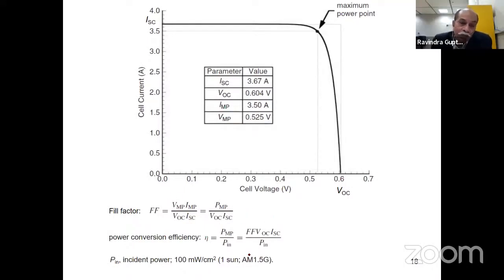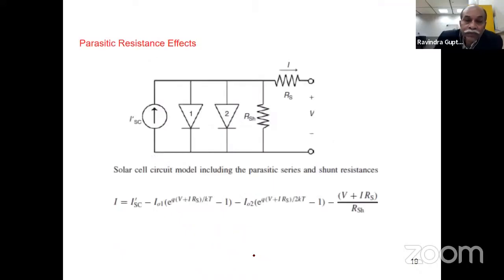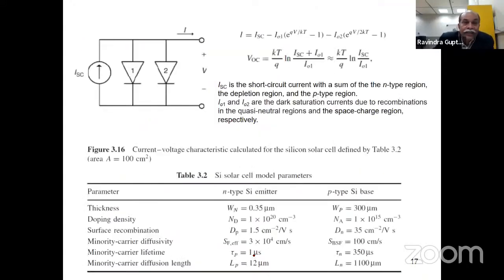And in general, we measure the efficiency at 1000 watt per meter square or 100 milliwatt per centimeter square. It is known as 1 sun or AM 1.5G. This is the standard condition as I defined earlier. But that is the ideal condition.